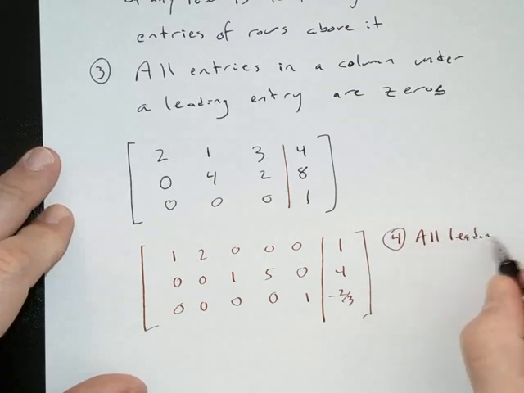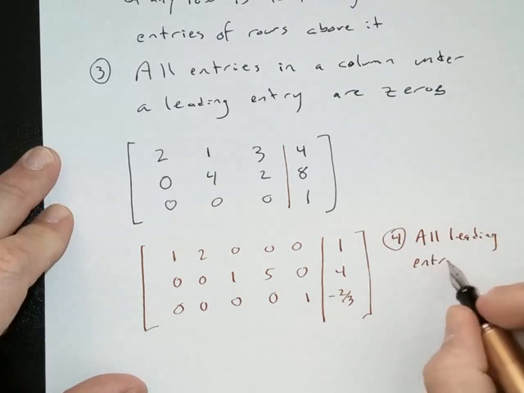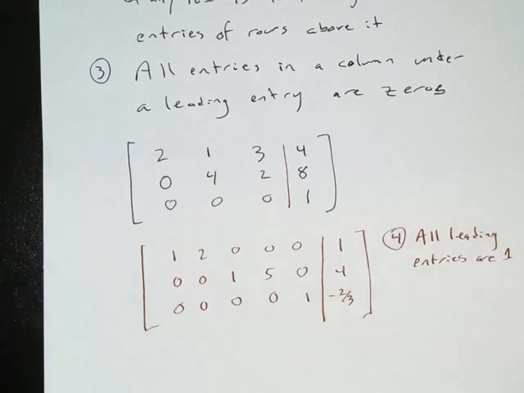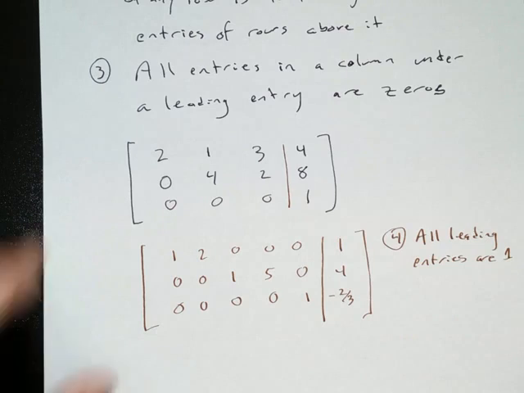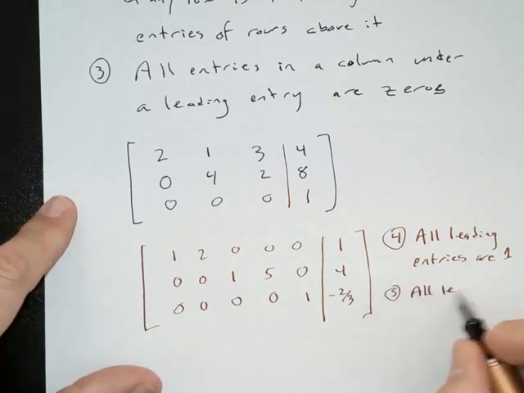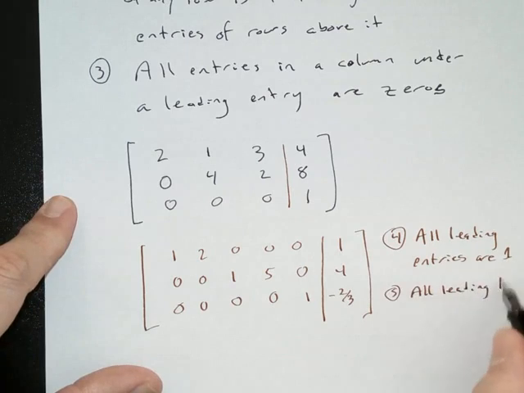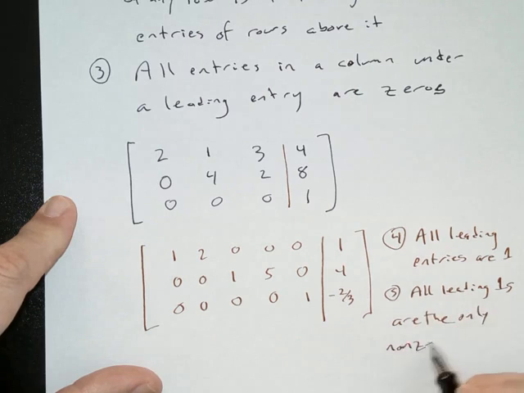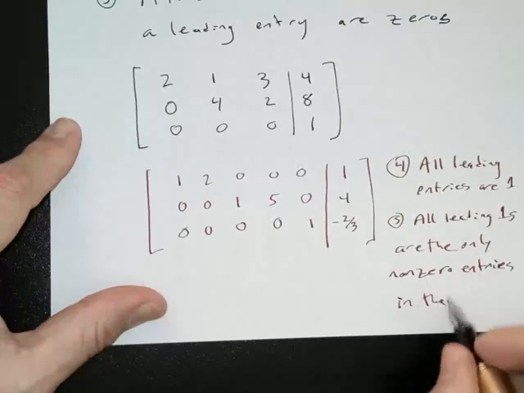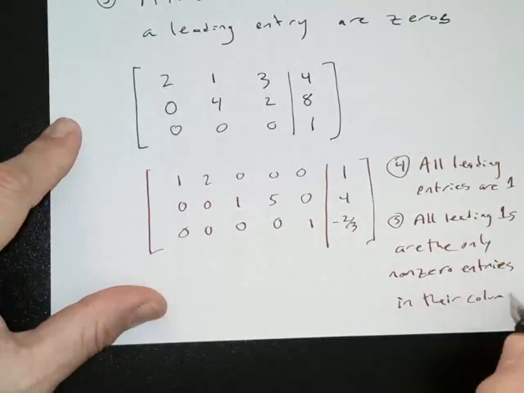all leading entries are 1. You didn't notice that part, did you? And condition 5, all leading ones are the only non-zero entries in their columns.